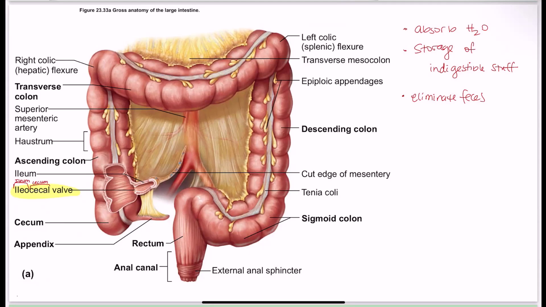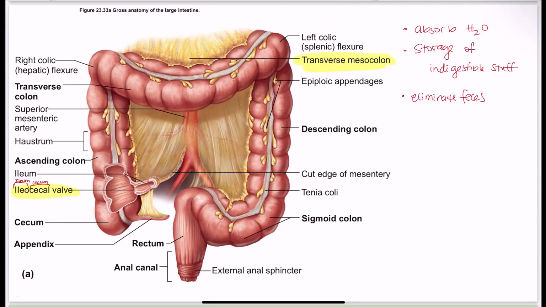Note here that we still have mesenteries. And when we're looking at the mesenteries, the mesocolon is a special name for mesentery of the intestine. So that's the transverse mesocolon. That's the mesentery for it right there. And I'll show you some more pictures of mesenteries in a future video.